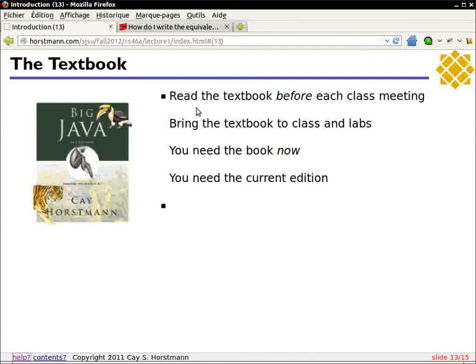So when should you buy the book? You should have the book by Monday. If for whatever reason you can't, get someone who has it and share it with them. You need the current edition, not the last edition, not the edition from 6 years ago. So just get that, and you really will need it. You will have to read the book. And I will make sure to have activities where you actually have to look up something with it.